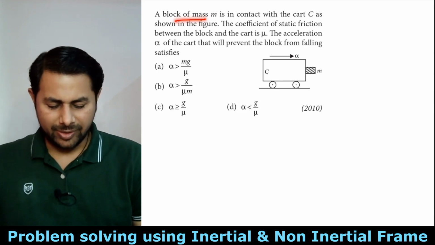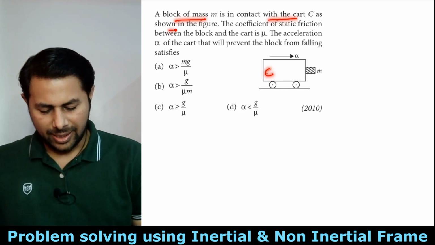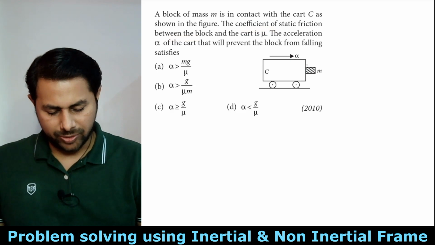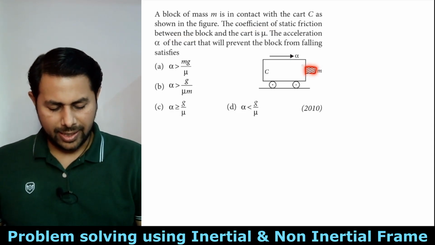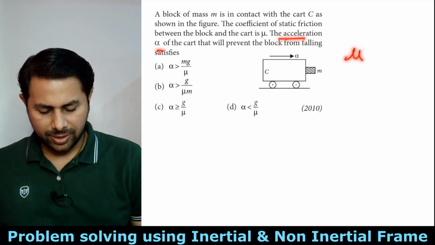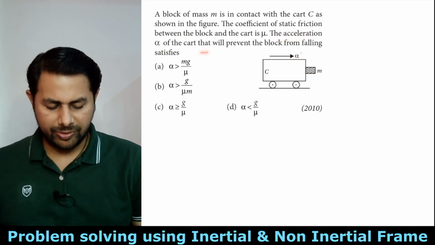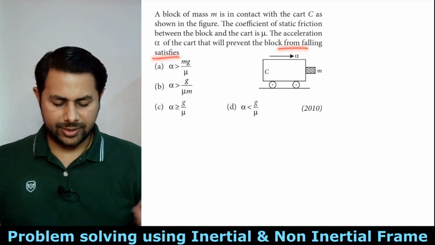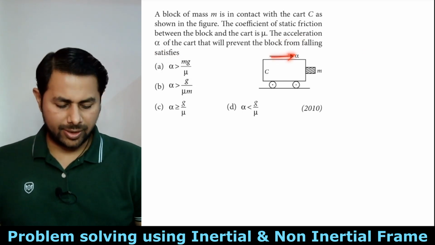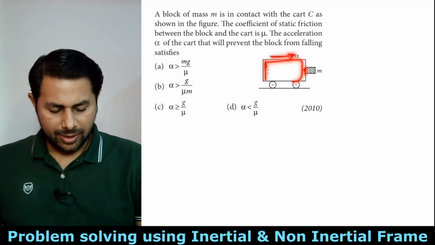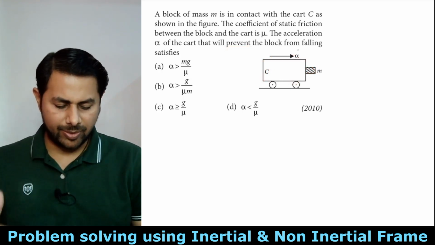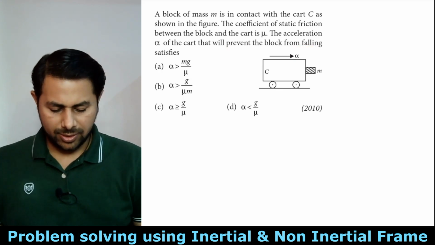A block of mass m is in contact with the cart C as shown in the figure. The coefficient of static friction between the block and the cart is mu. The acceleration alpha of the cart that will prevent the block from falling satisfies which one of these? So what should be the acceleration of this cart so that the mass doesn't fall?